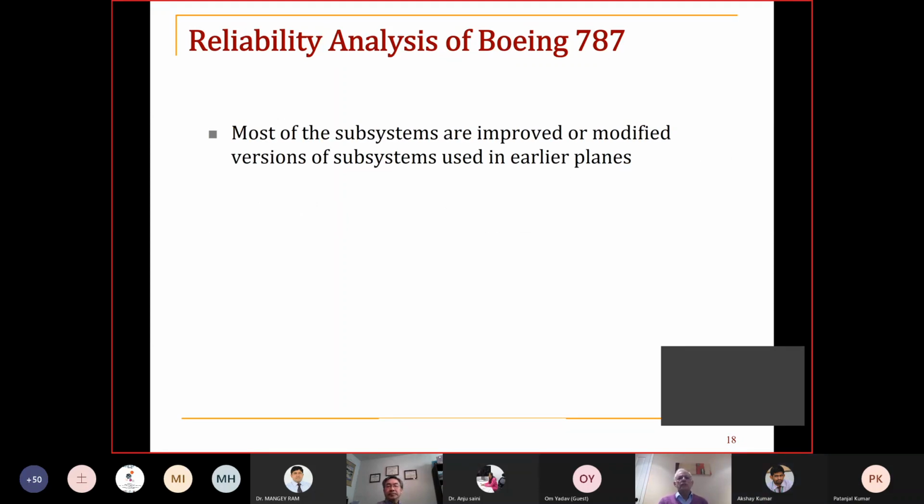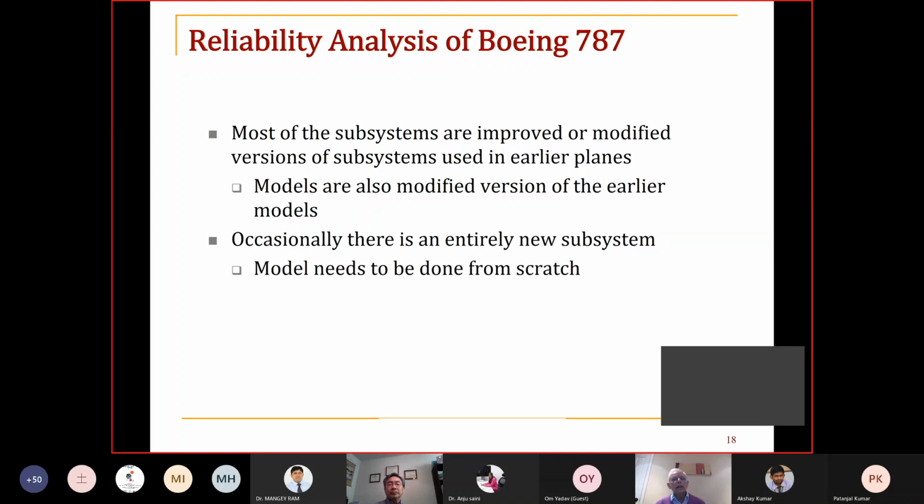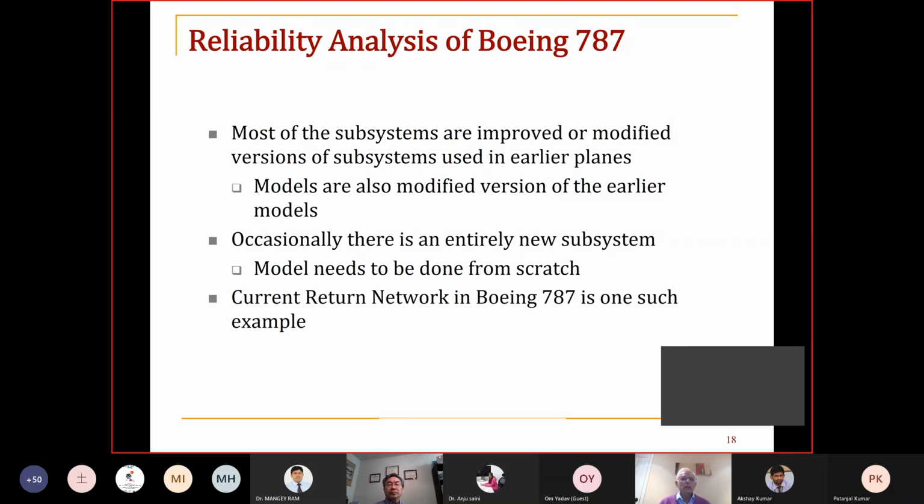subsystems are improved or modified versions of subsystems in earlier planes. And therefore, models are also modified versions of the earlier models. Occasionally, there is an entirely new subsystem. There was such a new subsystem in the Boeing 787 when it was developed, and so for this subsystem, the model needed to be done from scratch. It so happens that this entirely new subsystem in the Boeing 787 is called the current return network.